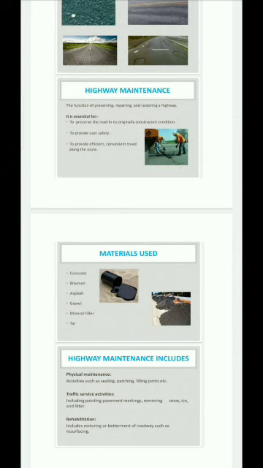So next, what are the materials used in constructing highways or pavements? These are the following materials: concrete, bitumen, asphalt, gravel, mineral filler, and tar. Those are the main or major materials being used in constructing highways.